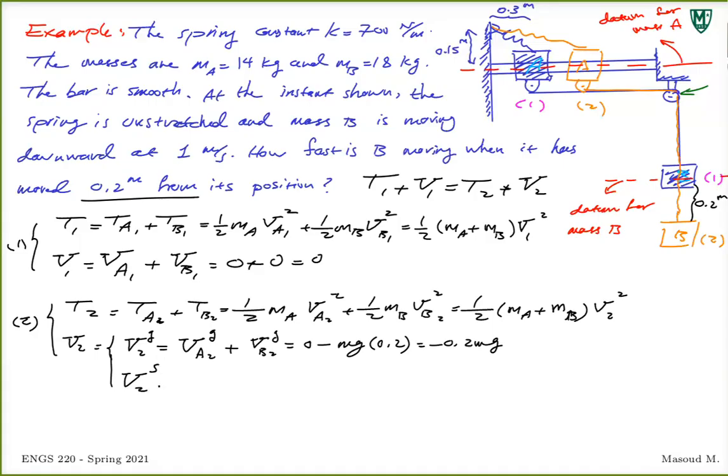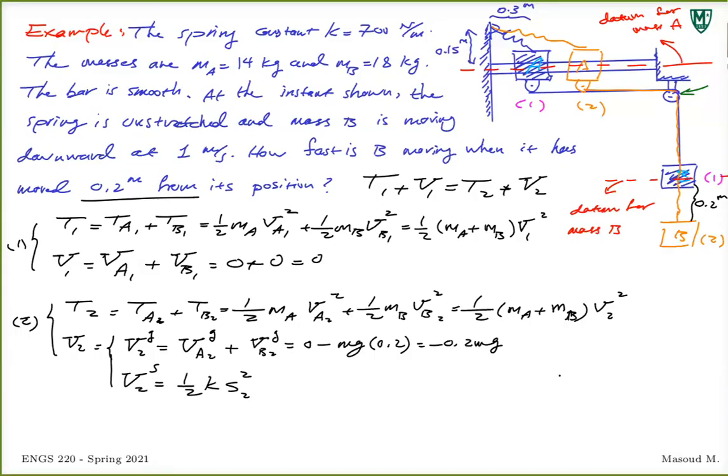V2 for the spring, right? Mass A has no spring, mass B has no spring attached to it. So we're just looking at mass A. That would be 1/2 K S2 squared, where S2 is whatever the spring is stretched. Now, how do I find that? That will be something that I'll add to the notes and post on Moodle.